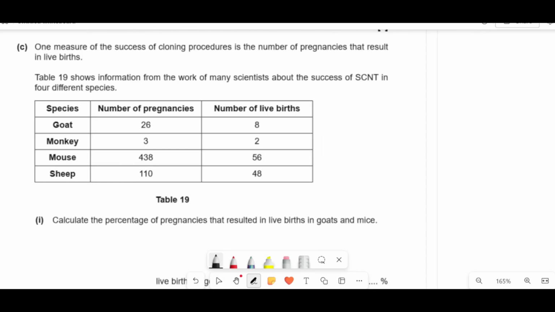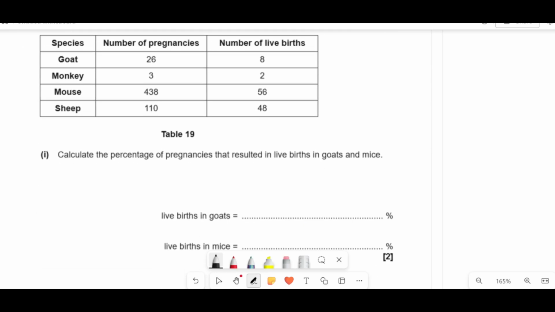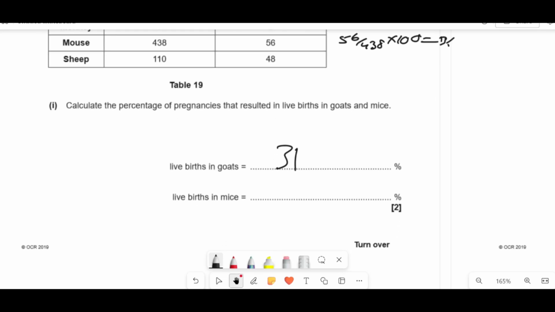There's no causative effect. So one measure of success in cloning procedures is the number of pregnancies that result in live births. Here's some information of the work of many scientists about the success of this in 4 different species. So goat, monkey, mouse, and sheep. Number of pregnancies, number of live births. Calculate the percentage of pregnancies that result in live birth in goats and mice. So in goats, it's going to be 8 over 26 times 100, which is 31%. And then in mice, it is 56 over 438 times 100, which is 13%. There you go. So goats 31%, and then mice is 13%.